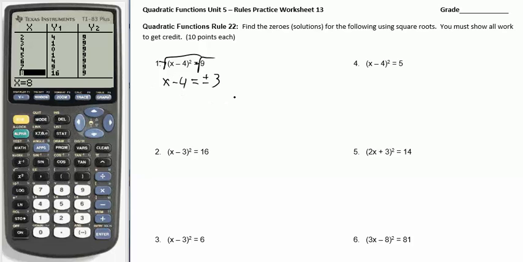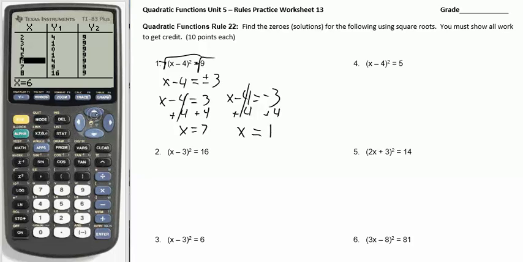So now we have two different problems to solve here. We're going to go x minus 4 equals 3 and x minus 4 equals negative 3. So now we can solve these equations. Plus 4 and plus 4, and x is equal to 7. Plus 4 and plus 4, and x is equal to 1. And those were exactly the answers we found, 7 and 1.